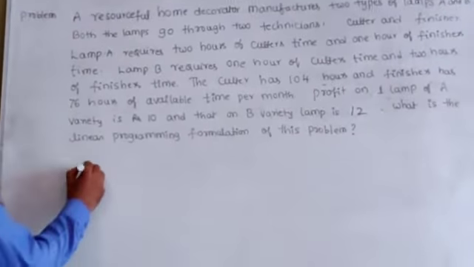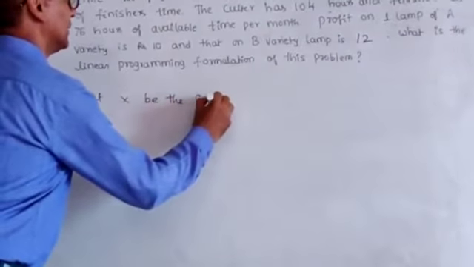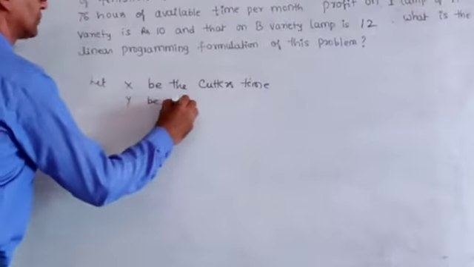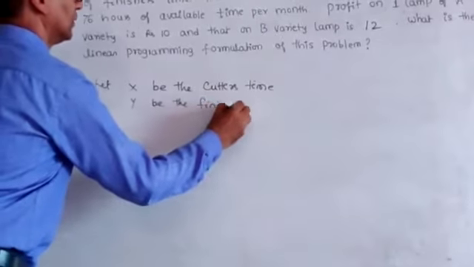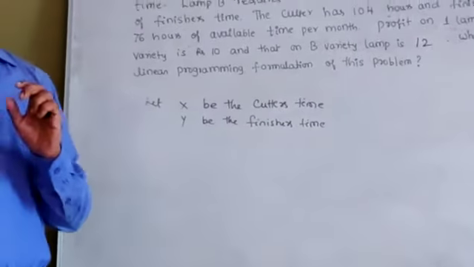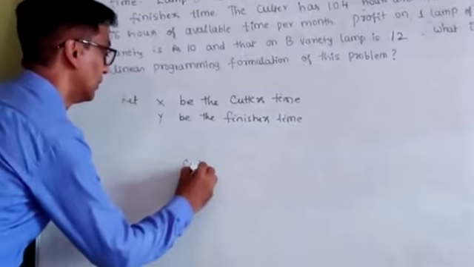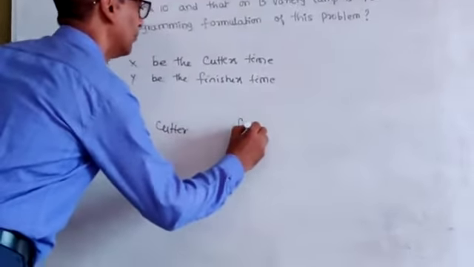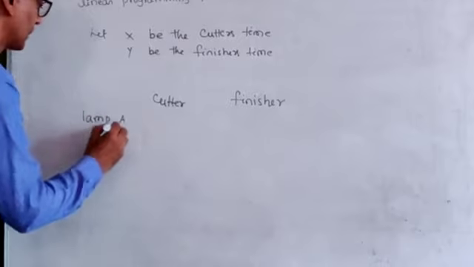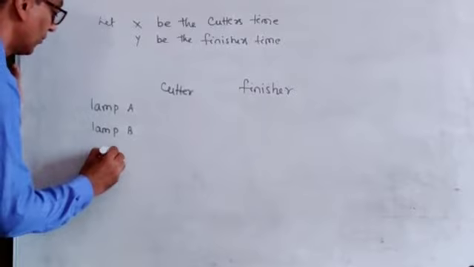Now, let X be the cutter's time, Y be the finisher time. Formulation of LPP will be easier if you follow a tabular form. So, first write down the cutter and finisher, and this is lamp A and this is lamp B, and the available time or availability.